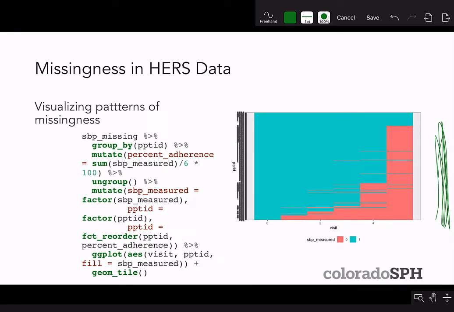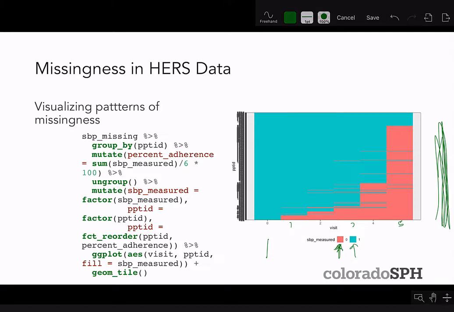And the way that you interpret this heat map here is each row is a subject and each column is a point in time. So you have first visit, visit 0, visit 1, visit 2, visit 3, visit 4, and visit 5 on the x-axis here. And 0 indicates that they did not show up for the visit. So red indicates they didn't show up and blue indicates that they did. And I also sorted these by their percent adherence, so how often they showed up.